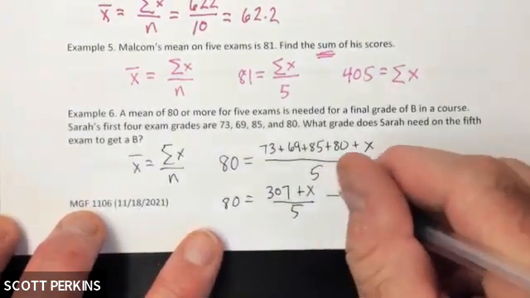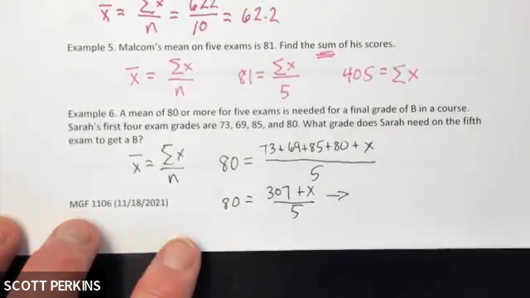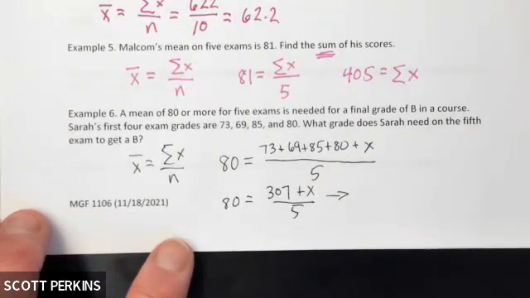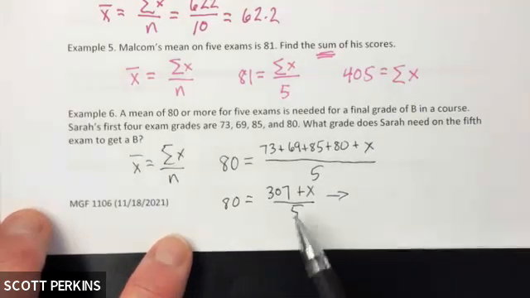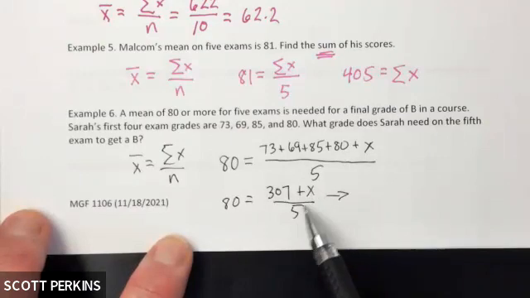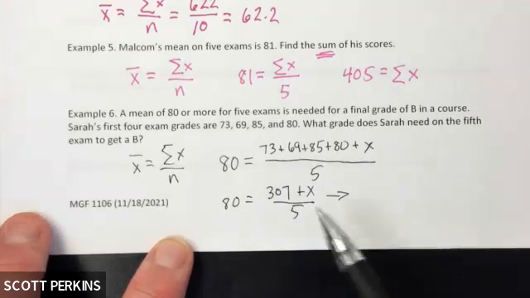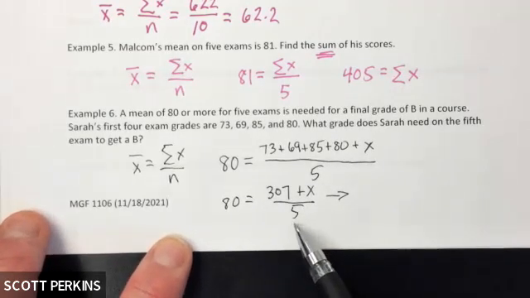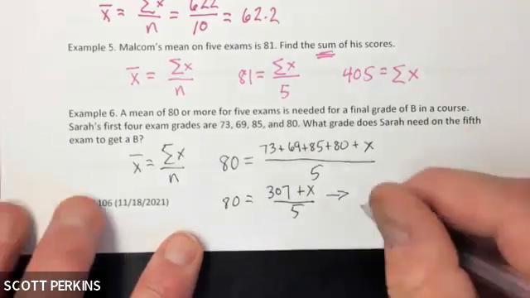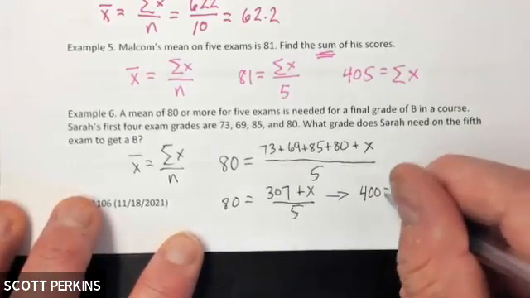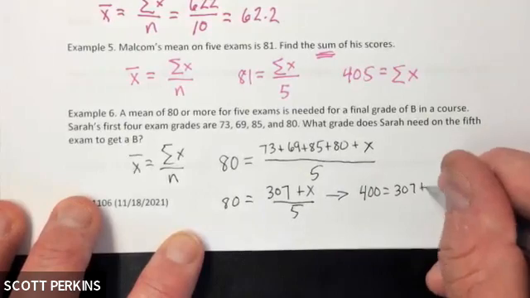What should I do next? I'm not going to divide because I would have to divide the 5 into both of these things. You have to distribute, and that's going to be hard to do since I don't know what the x is. But I do want to do something with the 5. Yeah, like we did in the previous problem, I'm going to multiply both sides by the 5. So 80 times 5 gives me the total number of points.